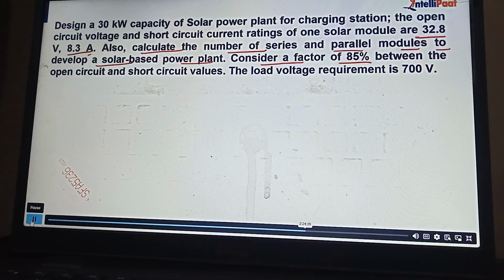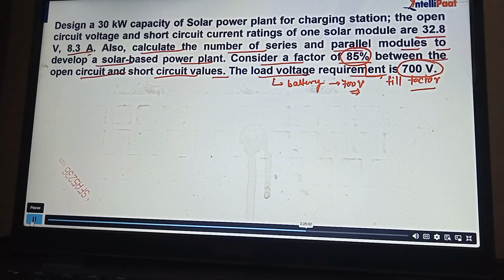Consider a factor of 85%. What is this? This is nothing but a fill factor between the open circuit and short circuit values. The load voltage requirement is 700 volt. What do you mean by load voltage? It means a battery voltage. We would have a battery which has 700 volt. So we have to generate a total voltage from this 30 kilowatt capacity, that is 700 volt. This voltage we have to achieve from this power plant.